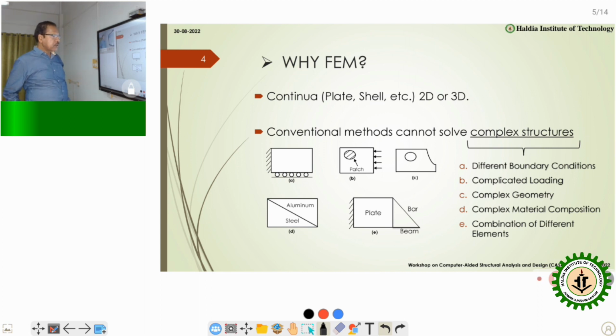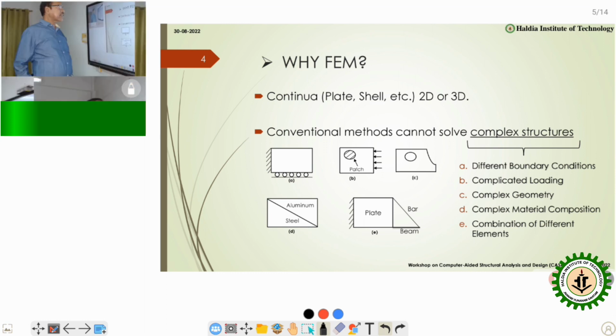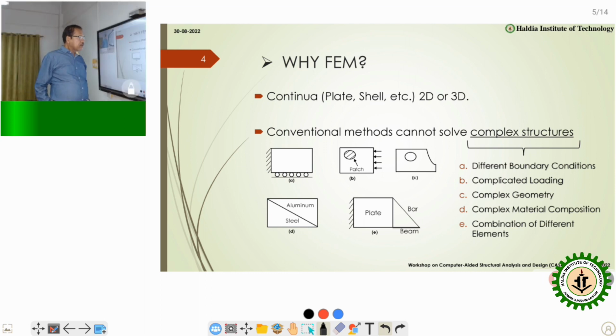In that case also, it will be very difficult to analyze this kind of structure by the usual methods of differential equations of equilibrium. So these must be converted to some matrix kind of things, which is nothing but finite element method.